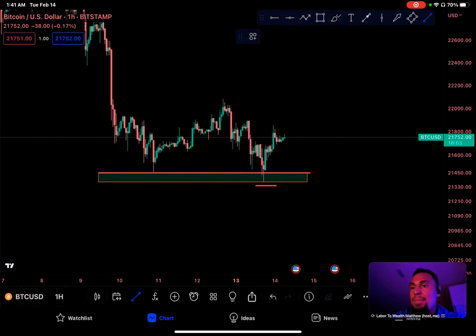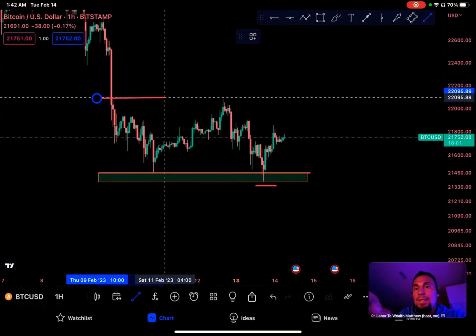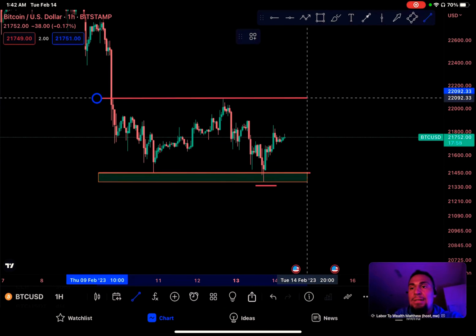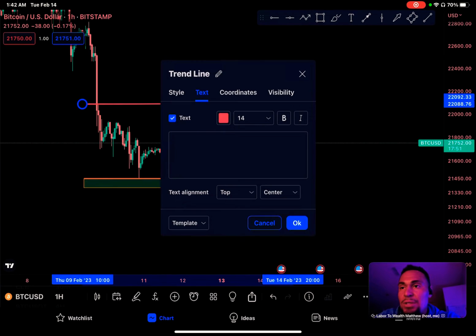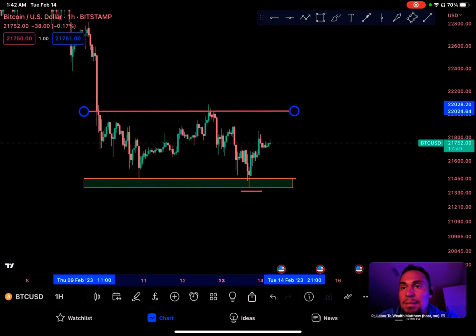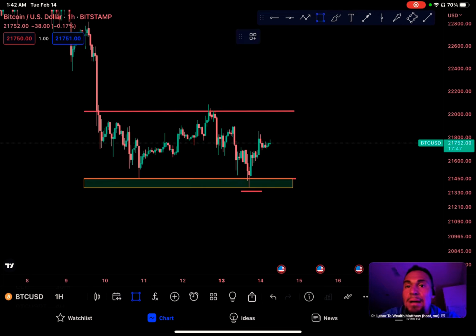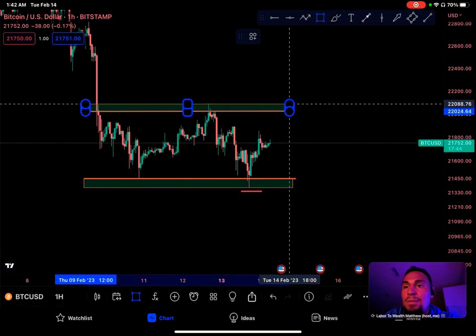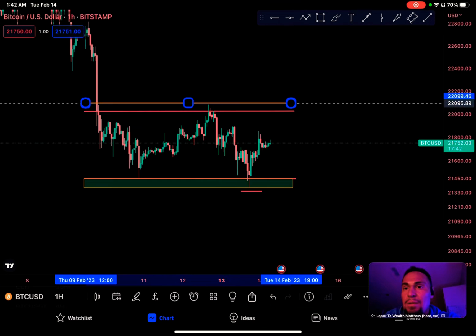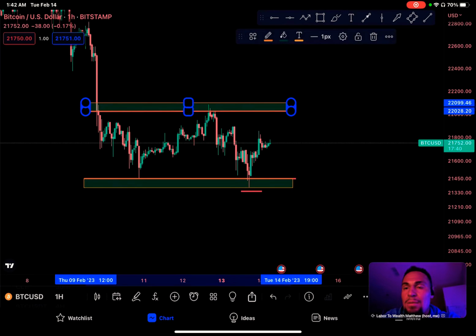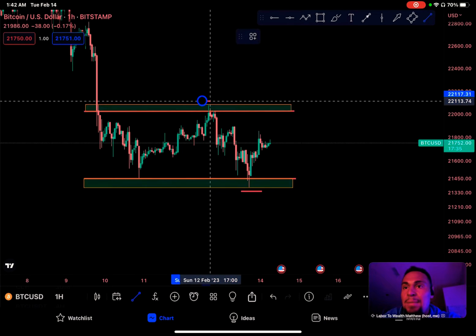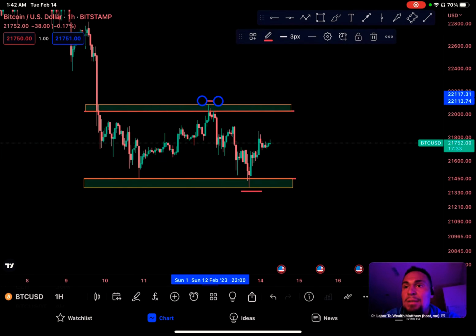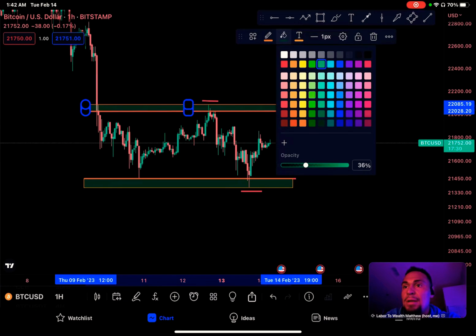My setup for the top and my resistance range is going to be the top of this wick here, which is right around 22,000. So we have a resistance and we have a support. I'm going to bring this resistance level down just a little bit, just above the candle bodies. And I'm also going to do another fill box, but this time just above that wick high there. And I'm going to put the stop loss right above that, right there. And I'm going to change this color to red.